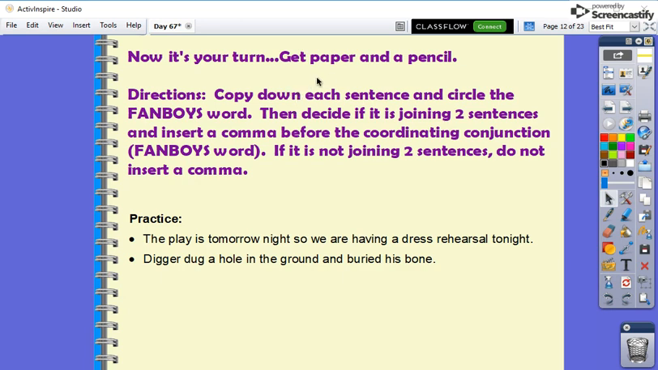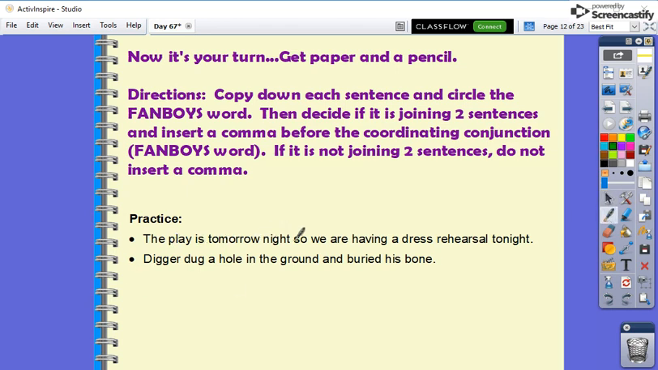Now it's your turn. Get a piece of paper and a pencil. Copy down each sentence and circle the fanboys word. Then decide if it is joining two sentences and insert a comma before the coordinating conjunction, which is also called the fanboys word. If it is not joining two sentences, do not insert a comma.